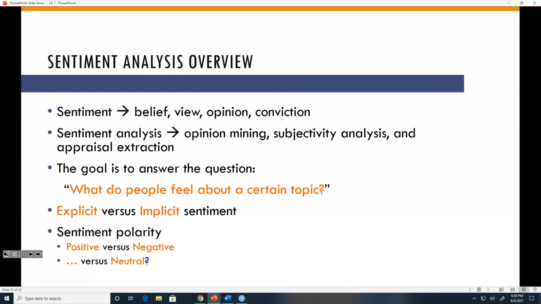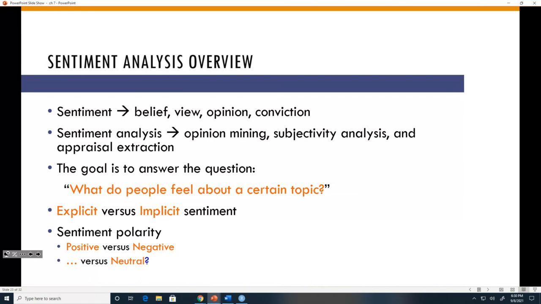Sentiment is often used with the words belief, view, opinion, or conviction, but it is more than that, as it is unique in that it reflects feelings in text. So sentiment analysis is also called opinion mining, subjectivity analysis, and appraisal extraction, but all refer to the ability of a computer to recognize human emotion. The ultimate goal is to determine how people feel about a specific topic. It also needs to be able to identify explicit sentiment, something that is directly said, like "I love this product," versus implicit sentiment, like "this product completes me."